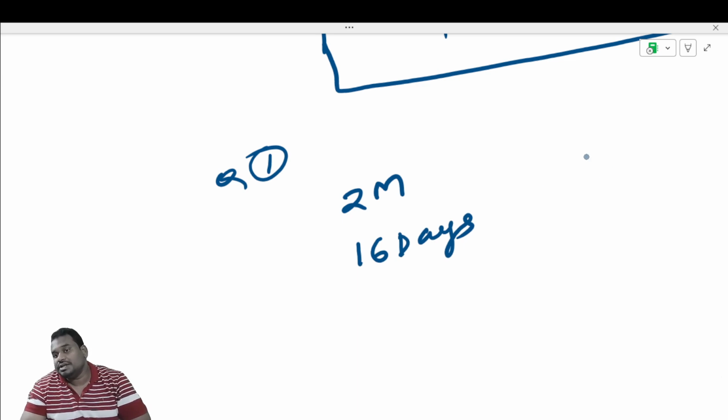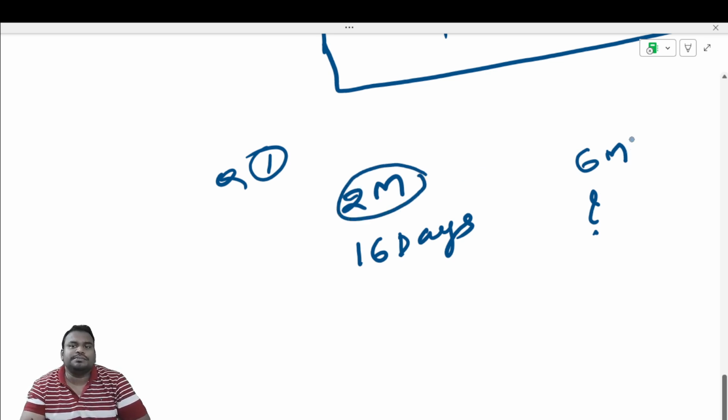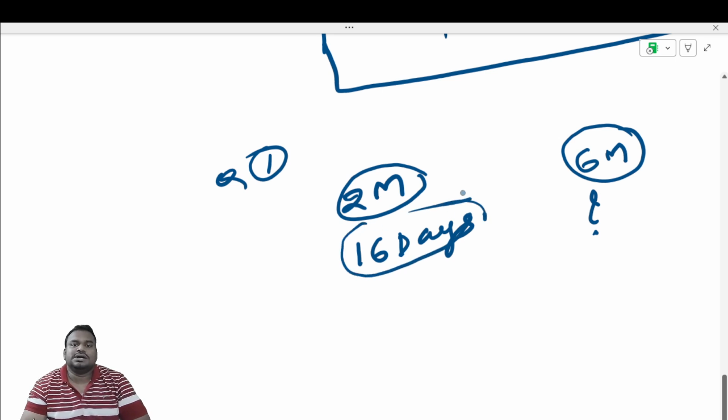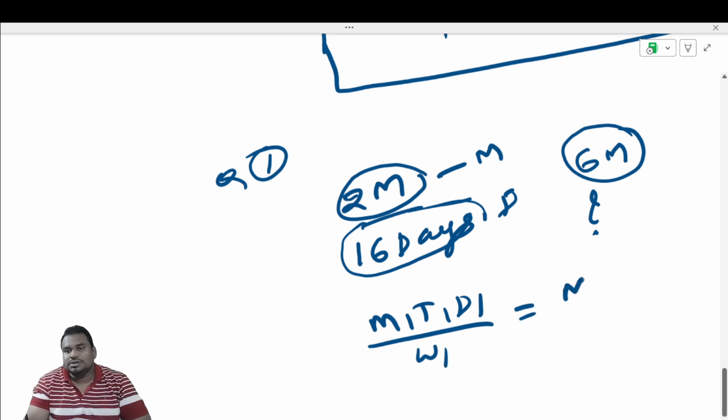Now he will ask, when 6 men are there, in how many days can they finish that work? That is the question. In this case, what formula should I use? There are a number of people, and the time they are taking in days is given. So in this case, men and days, M and D, are given. When M and D are given, what is the formula we have? M1 T1 D1 by W1 is equal to M2 T2 D2 by W2.